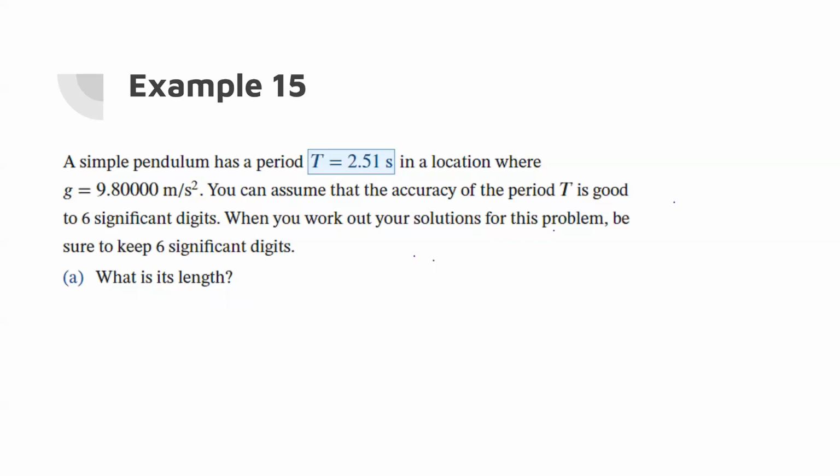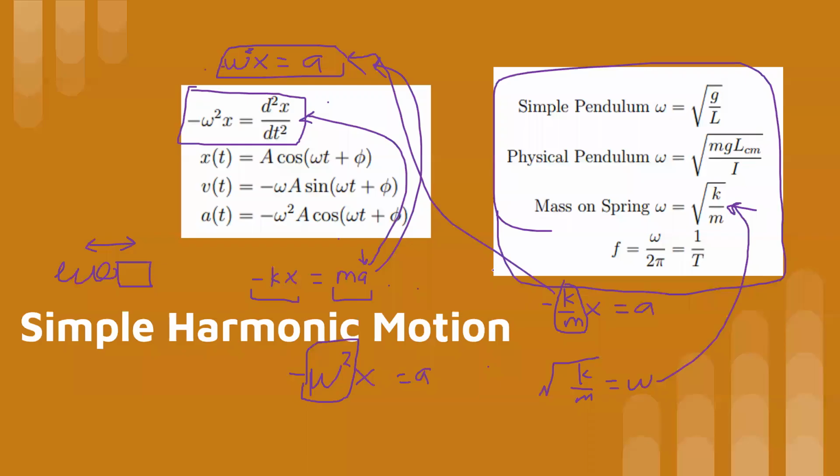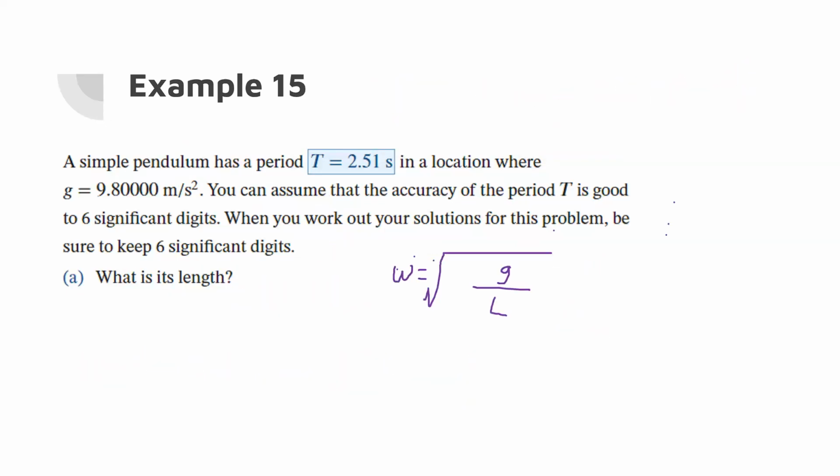We have a simple pendulum with period T equals 2.51 in a location where g is equal to 9.8 meters per second squared. And so it asks for what's the length. Well, if I know that omega is equal to the square root of g over L, is that right? It might be L over g. Let me double check. No, it's g over L. Okay. And I know that 2 pi over omega is equal to T.